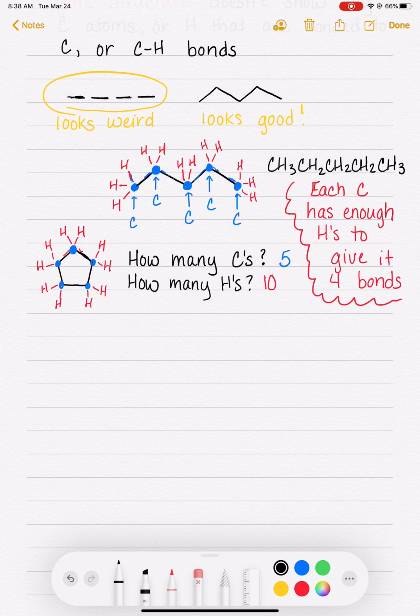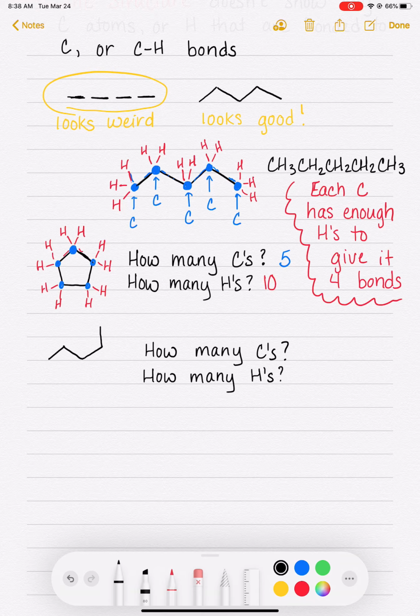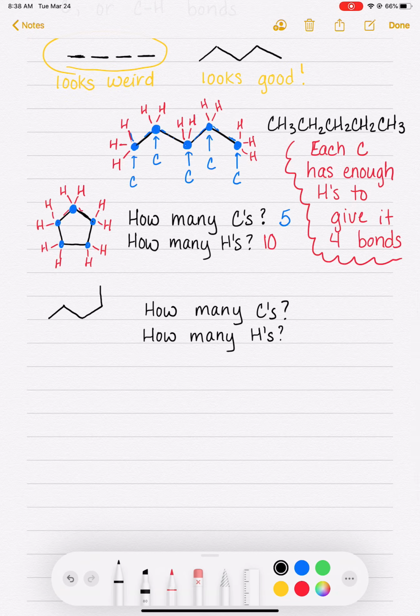Okay, let's try this molecule. How many carbons and how many hydrogens? I want you to try to count the carbons and hydrogens in this molecule. So pause the video and see if you can figure out how many carbons and hydrogens it has.